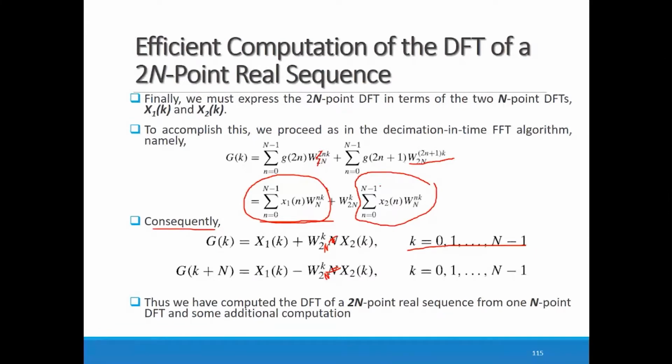Second sequence, this one is g of k plus n, x1k minus omega twice n into x2k. So thus we have computed the DFT of a two n-point real sequence from one n-point DFT and some additional computation. So here we can say that we can apply the same logic which we applied for the calculation of n-point DFT, and we get the solution of the two real sequences using the same sequence by some additional computation. Okay, so this is the second application.